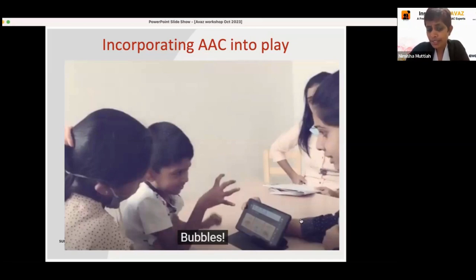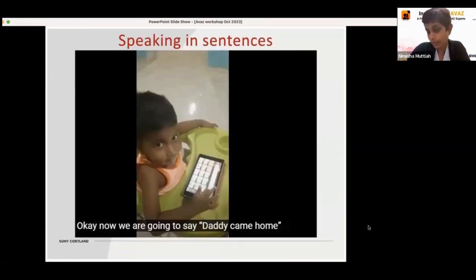And so here, because of his cerebral palsy, he had significant motor difficulty in pointing, which is why she had to reduce the number of pictures and see if he did better with that, or to see if that was easier for him.